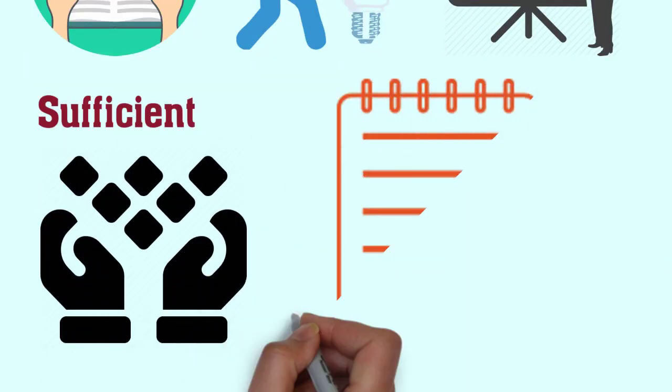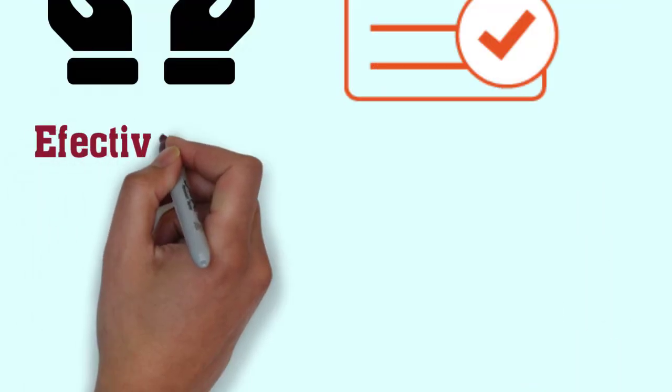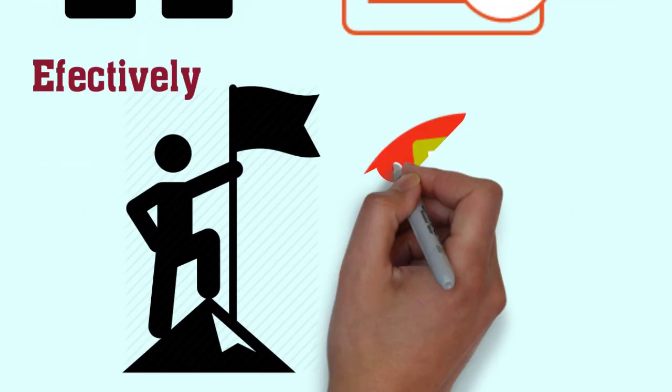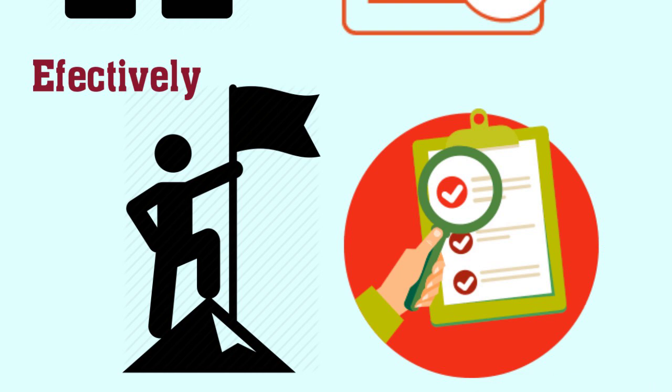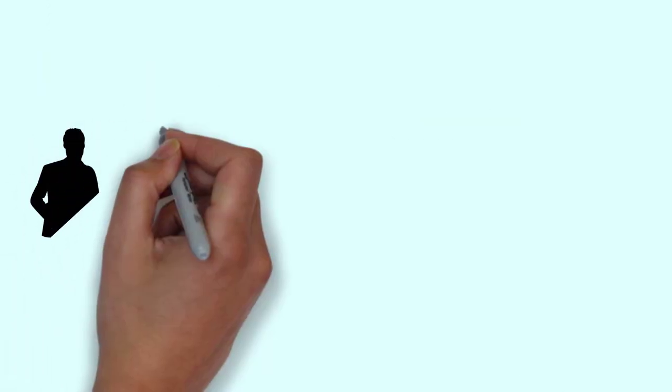Sufficient refers to the quantity of resources needed to accomplish the plan. Resources are effectively deployed when they are used in a way that optimizes the achievement of the approved plan.